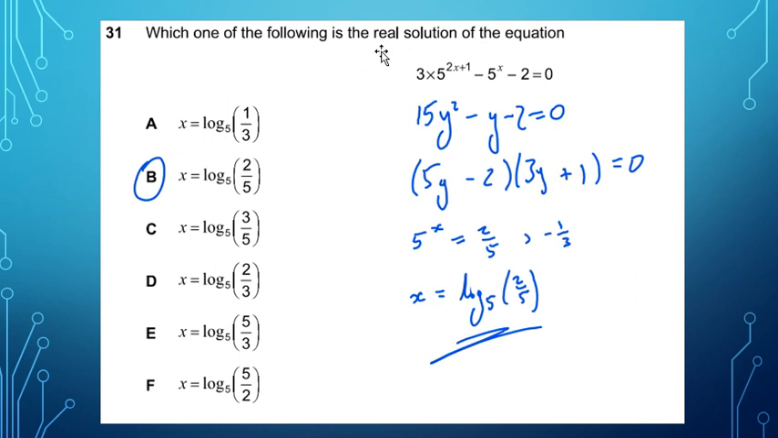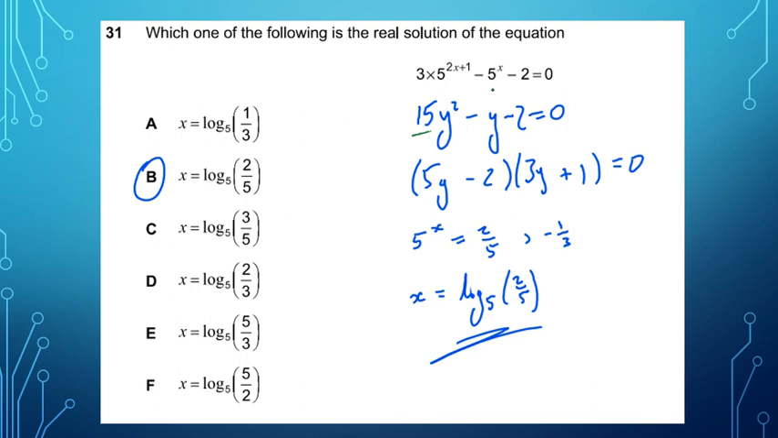Which one of the following is the real solution of this equation? Okay, well, this is a classic kind of disguised quadratic in 5 to the x. 5 to the 2x is 5 to the x squared. Now we don't have 5 to the 2x, we have 5 to the 2x plus 1, so we need to take out a factor of 5 to get rid of that plus 1. So we take out a factor of 5, so it's 3 times 5 in front. That leaves 5 to the 2x.